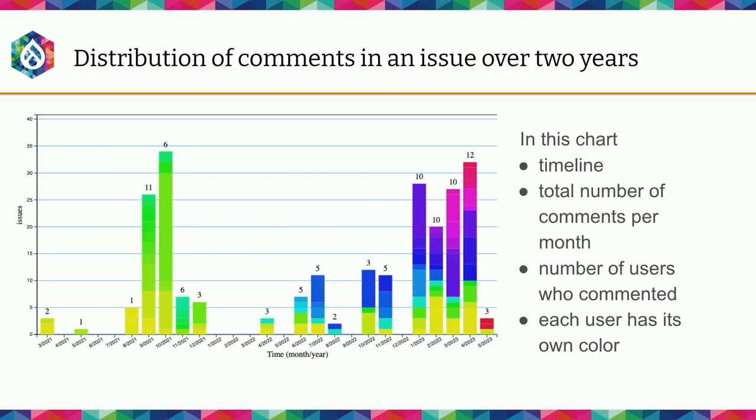So this is the first chart. This is the distribution of comments in the issue over 2 years, the timeline of the project. This chart has a lot of information together. You can see the number of comments per month with two very clearly seen peaks. We also show the total number of users who commented, and each user has a color. One thing you can notice right away is that we can see almost complete change of contributors in the middle of the project. Only one user stayed with the project for the whole time.